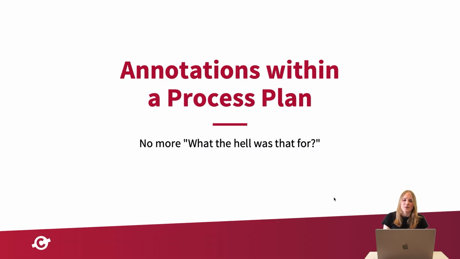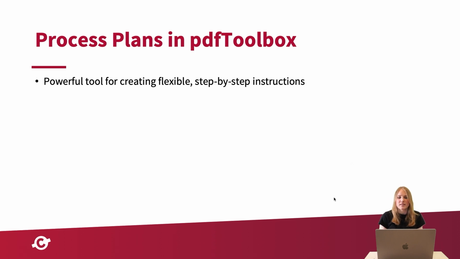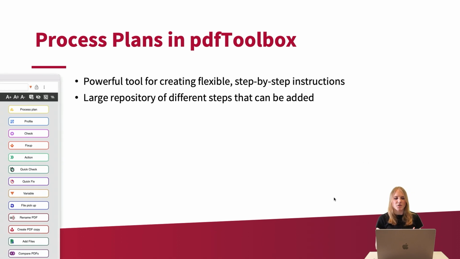Yeah, and that brings us also to our last feature for pdfToolbox 16, also the last feature of this session, and that is annotations within a process plan. So yeah, process plans in pdfToolbox are pretty powerful for creating flexible step-by-step instructions, so you can really specify what you want to do with a PDF file, and you also have a large repository of different steps that you can add to it. So for example, you can do imposition in it, you can also create multiple output files like copies or image previews.